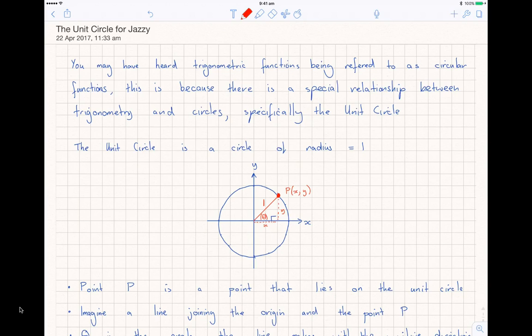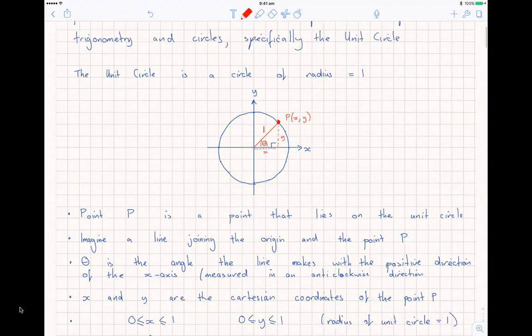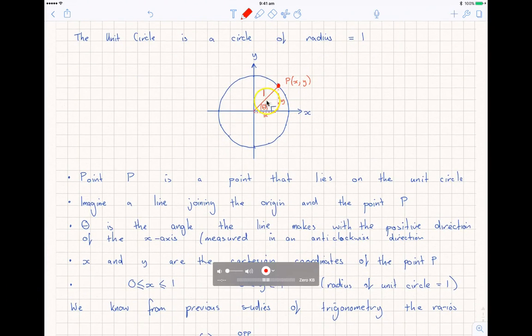So you may have heard trigonometric functions being referred to as circular functions, and this is because there is a special relationship between trigonometry and circles, and specifically the unit circle. From last year, you should remember that the unit circle is a circle of radius 1.